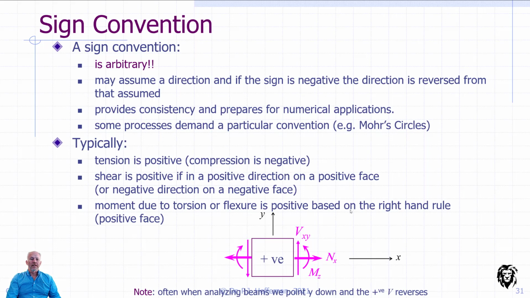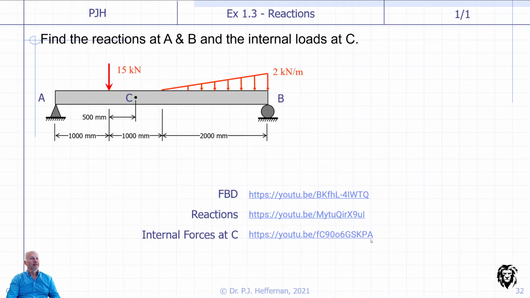Moment due to torsion or flexure is positive based on the right-hand rule on a positive face. In this case, you see how we've drawn it here. We have a moment on the left. That would be the negative face, and so it has to change direction from the positive moment, which is on the positive face here. One way to think of it, a beam is a positive moment or positive bending if it basically sags in the middle and makes a big smile. Now, obviously, that's going to change as we go to cantilevers and other types of structures. So we get into it in more detail.